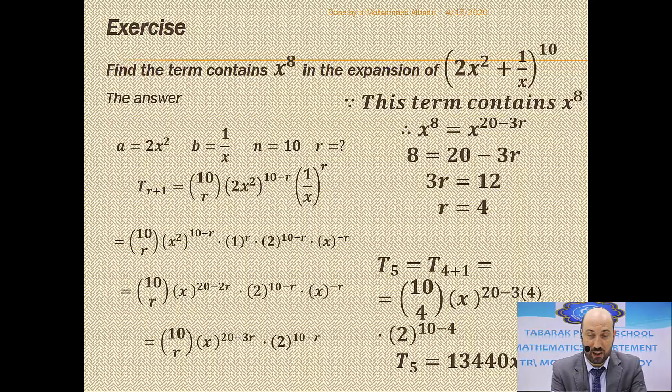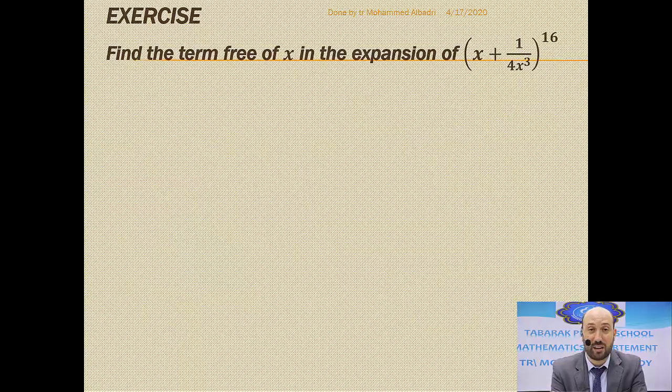So here we have the term of order r plus 1. Why? Because r is the order of the term minus 1, so n equals r plus 1. When r equals 4, n equals 5. So the fifth term contains x to the power 8. To check our solution, we find the value of the fifth term: 10 choose 4, x to the power 20 minus 3 times 4, times 2 to the power 10 minus 4. It will be 13,440x^8.